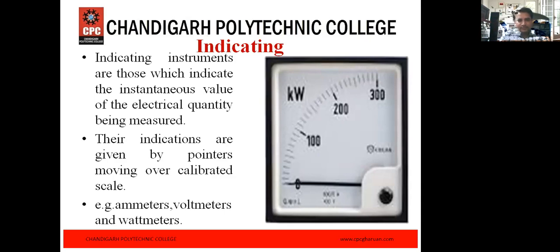Their indications are given by pointers moving over a calibrated scale. In this, as shown in the figure, the pointer moves over the scale, and where it stops, we will observe that reading. As examples, we may take ammeter, voltmeter, and wattmeter. These are its examples. This is the indicating instrument that indicates its reading.